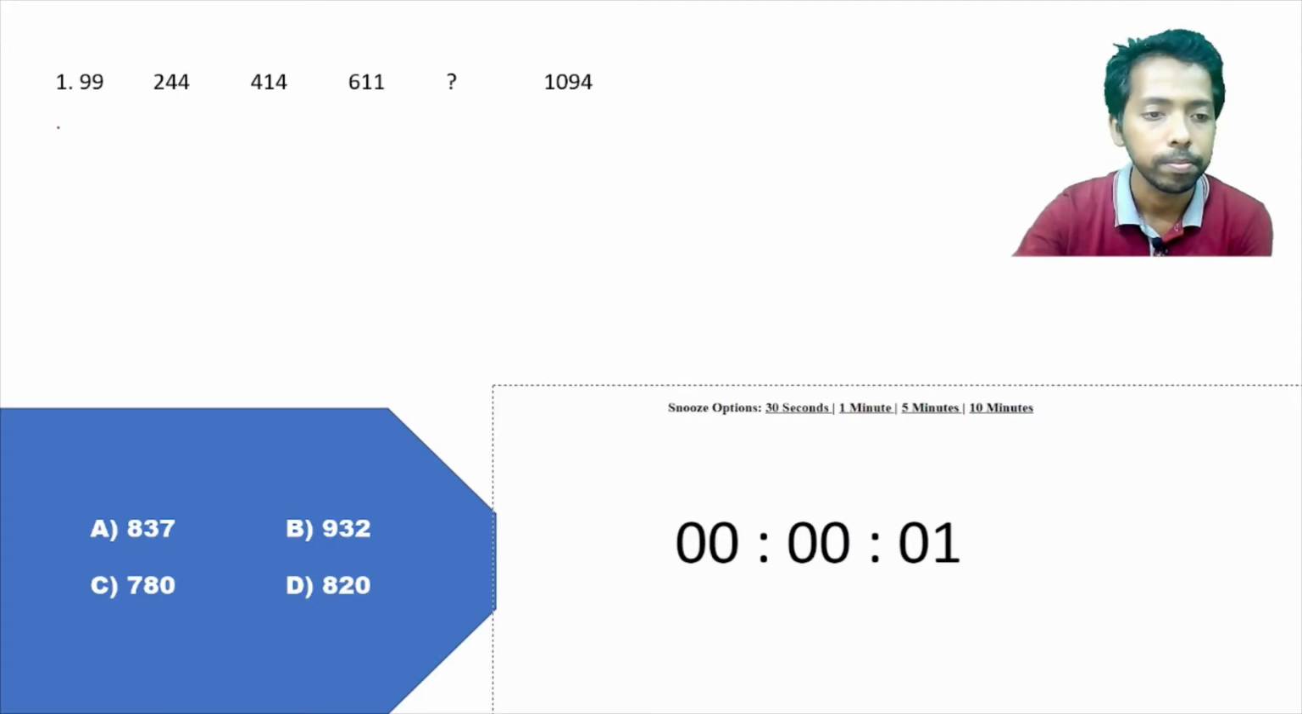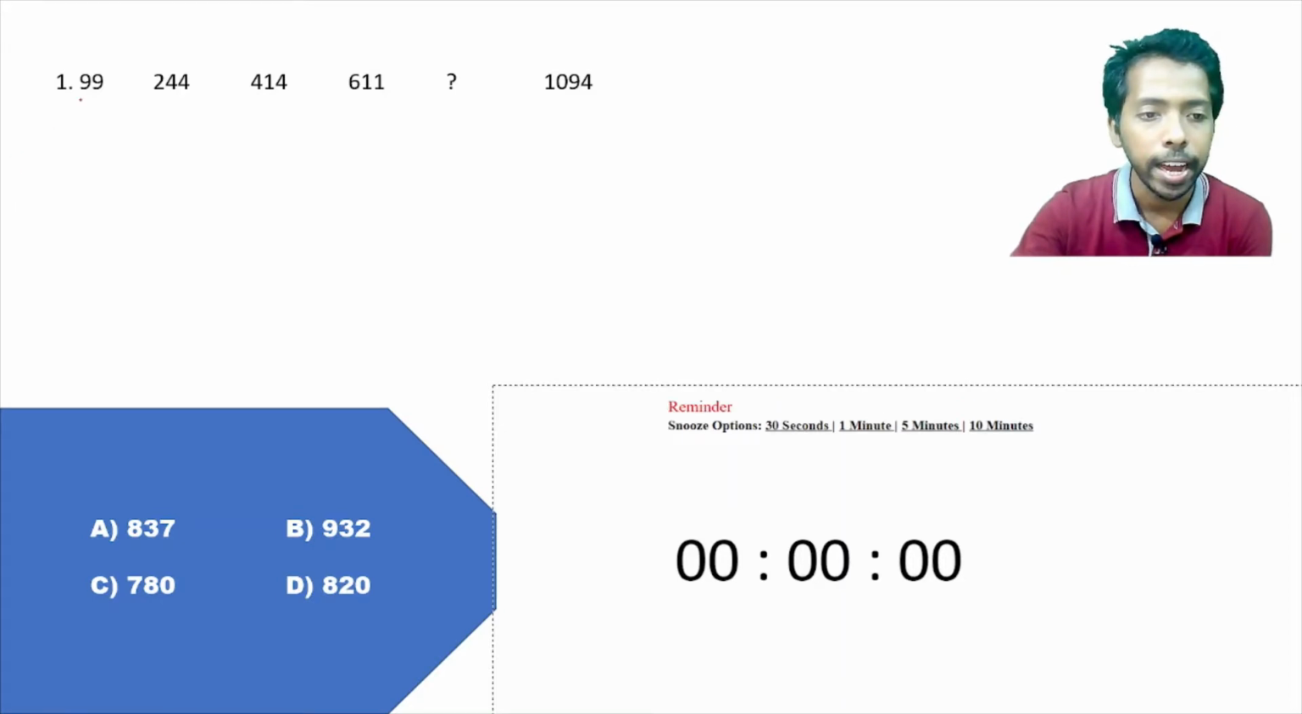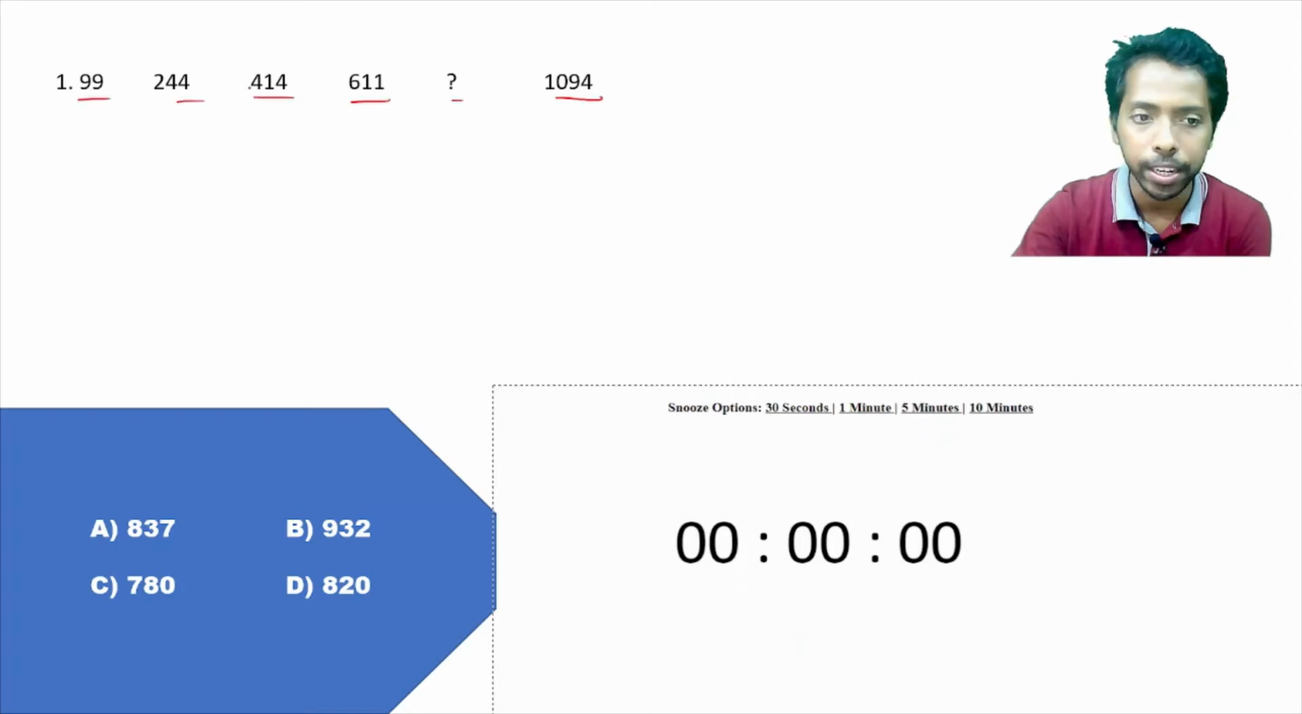Okay, see here: 99, 244, 414, 611, question mark, 1094. The difference is not very large, but yes, we can take the difference here. If it's 100, then 144, one less, that is 145, right? What is the difference here? 244 to 414, if we take the difference, it is 170, right? And this is 197, where 611 minus 414 would be 200, but 3 less. Now here it's a question mark, we cannot deal with it.